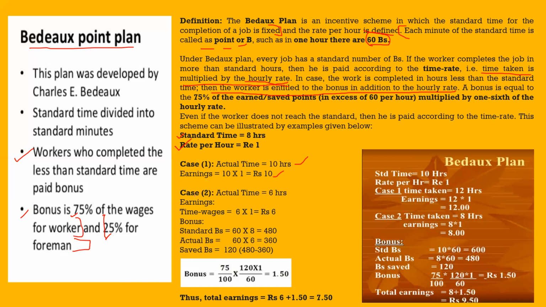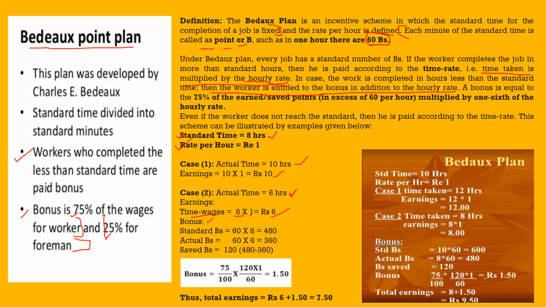In case 2, actual time is 6 hours. You can see that he has taken less time than the given time. The given time or standard time was 8 hours, he has taken 6 hours. That means that earnings should be more. I mean, he should get additional bonus, right? Earnings, time wages, is equal to 6 hours into 1 rupee is equal to 6 rupees.